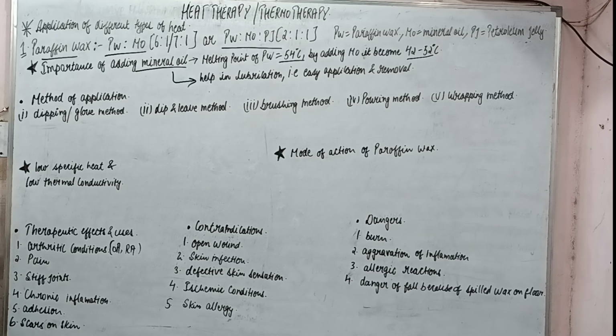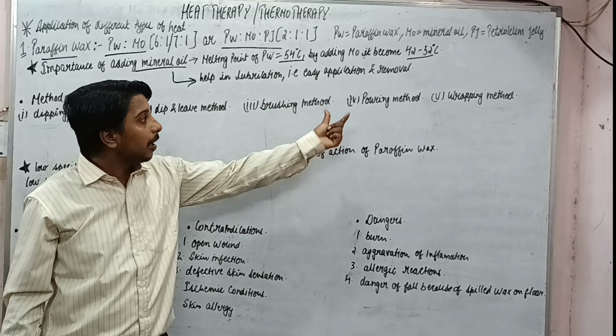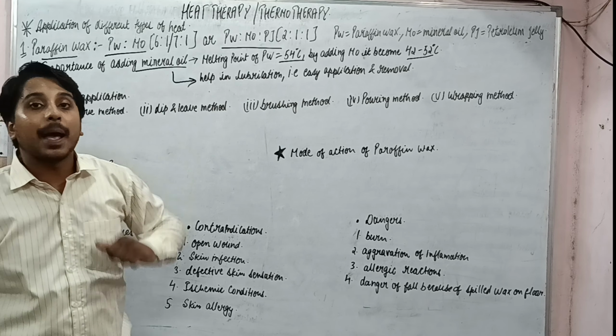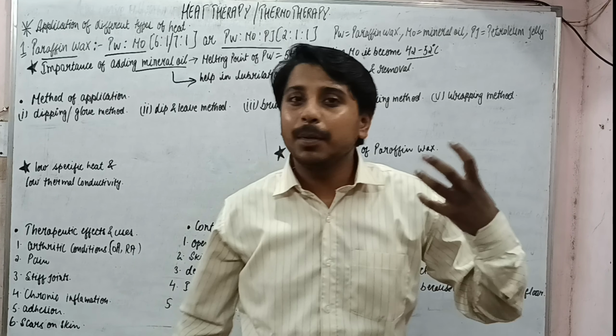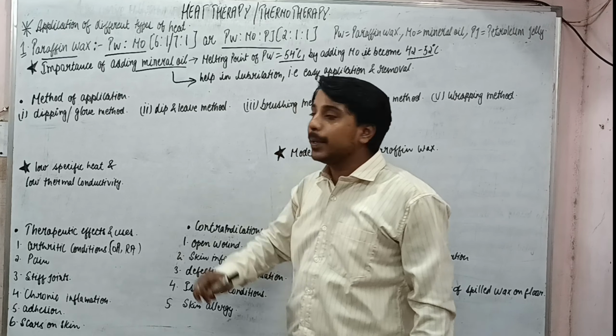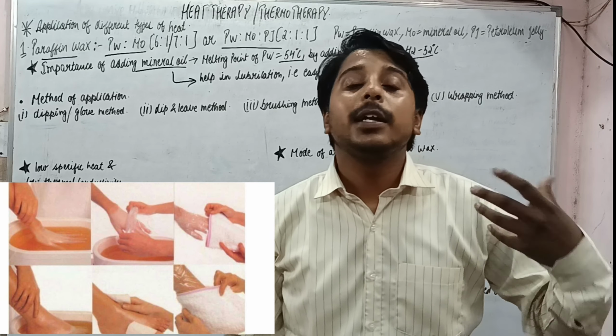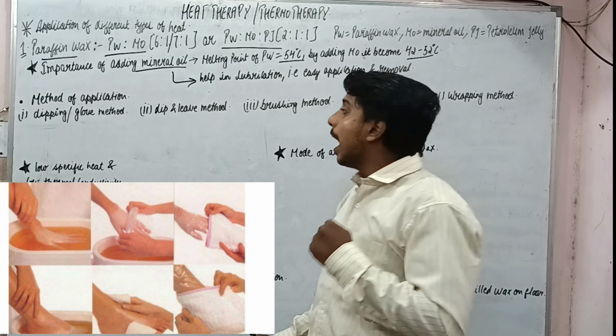Now the different modes of application. It can be dipping, also called the glove method, dip and leave method, brushing method, pouring method and wrapping method. Okay, so these are some different methods to apply the paraffin wax. So first is the dipping or glove method. Usually this method is used for the distal part, for example hand and foot.